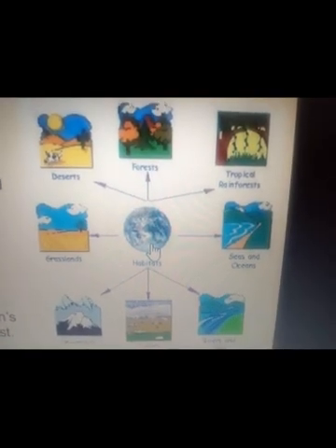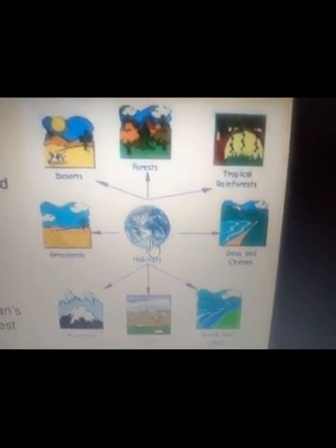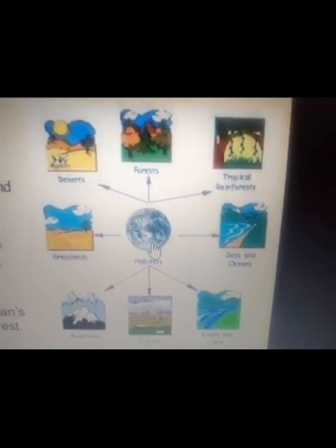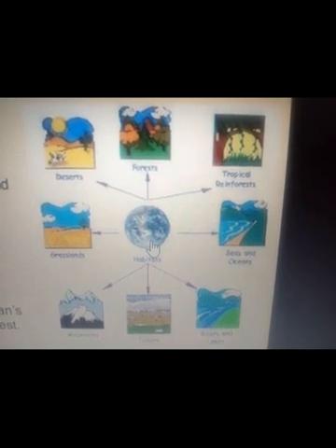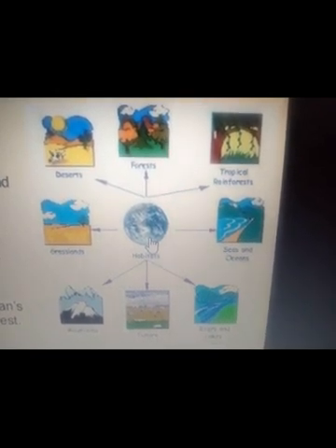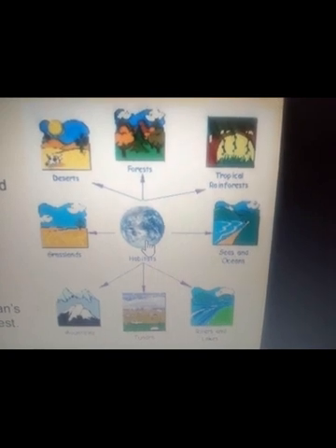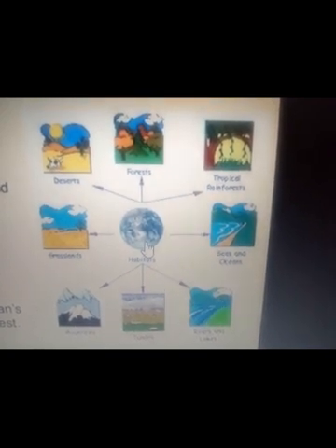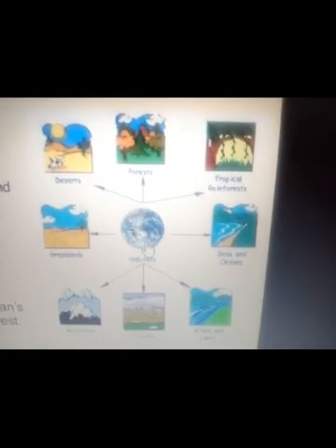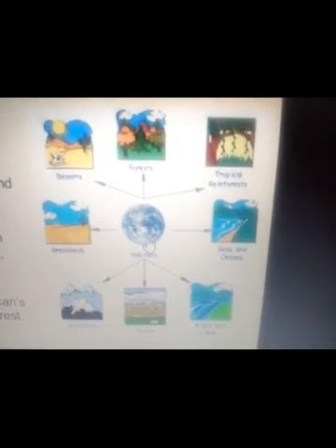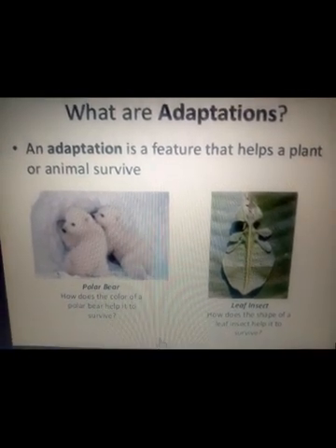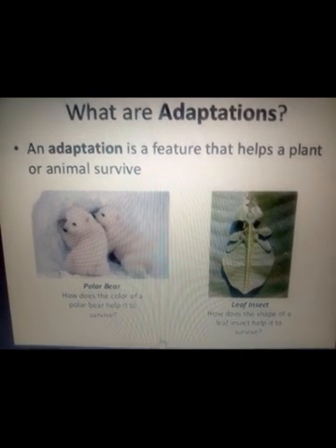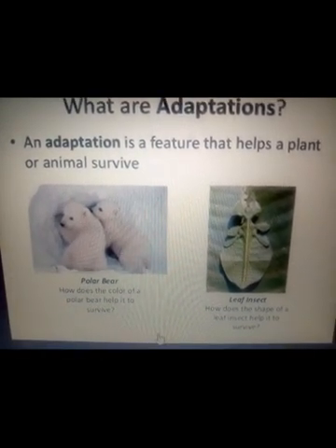These are the different habitats where different plants and animals live. For example, some plants and animals live in deserts, some live in forests, some live in seas and oceans, some live in mountains, some live in rivers and lakes. Now the question arises, what are adaptations? An adaptation is a feature that helps a plant or animal survive.